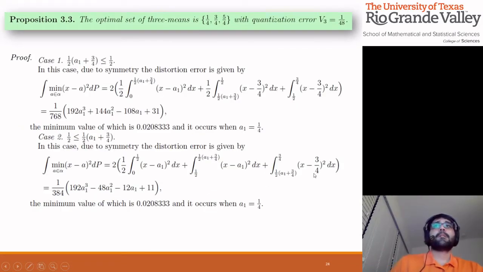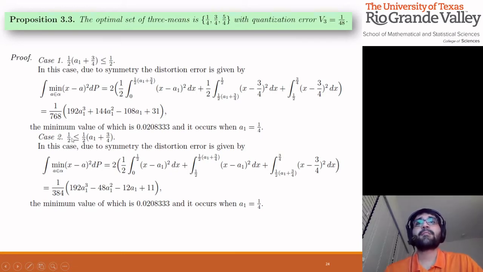Okay? So in case 1, as I said, when the boundary of the Voronoi region is less than or equal to 1/2, we can find the minimum distance for the distortion error, and we get this expression, and using mathematical software, we can find the minimum value, which occurs when A1 equals 1/4. So we're getting an expression, and then we are finding the minimum value of that expression, that function.